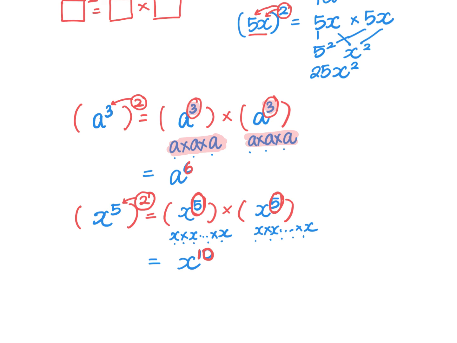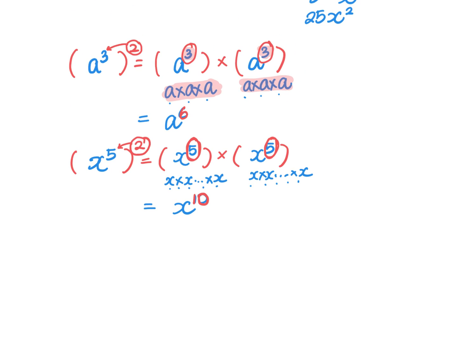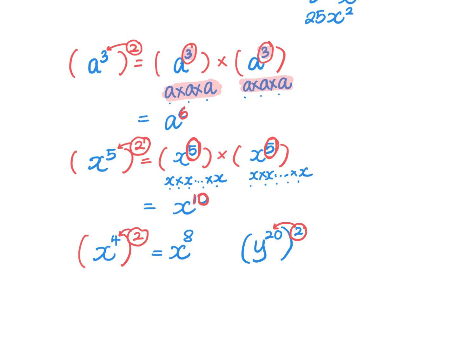So will you be able to tell me what is x to the power of 4, whole thing square? What will we get? Did you get the answer? We will have 2 sets of the power 4, and you'll get in return x to the power of 8. So what is y to the power of 20, whole thing square? We will get y to the power 20 times y to the power 20 repeated 2 times. We'll have 2 sets of power 20, and that will give me y to the power of 40.